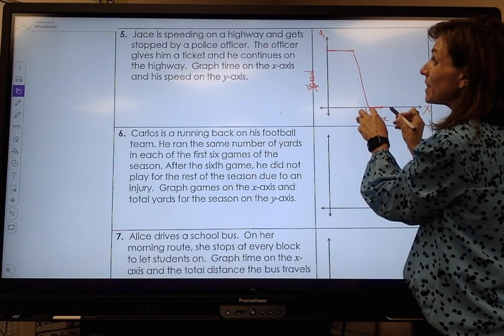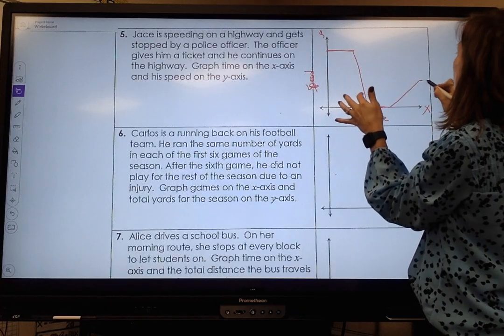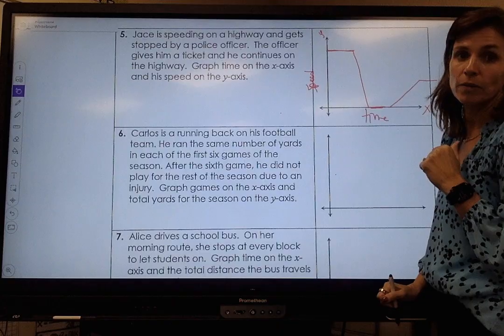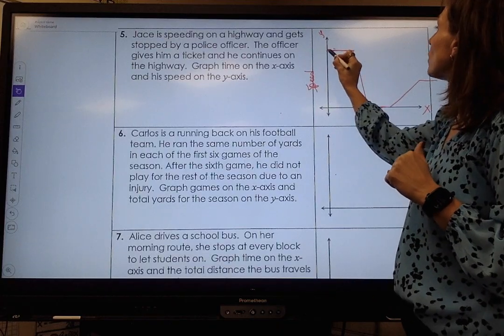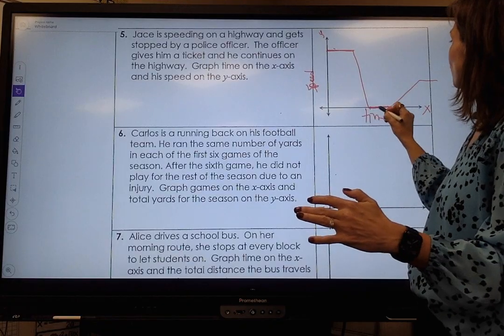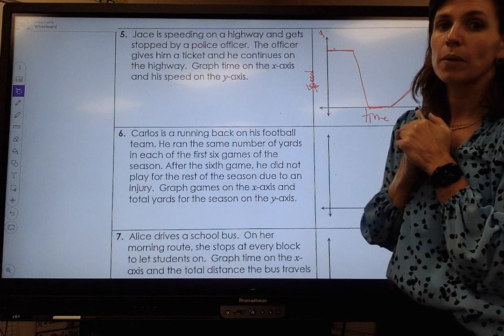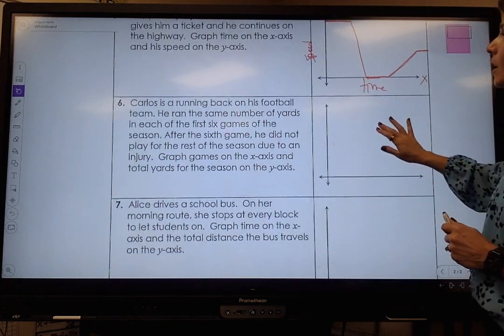The policeman's going to issue him a ticket, and then he's going to continue his speed back up at a reasonable pace. Okay? So this means he's cruising along at a very high speed. He drops down to 0. The officer gives him a ticket, and then he goes steadily back up at a normal pace. Okay, so that's what your graph will look like there.